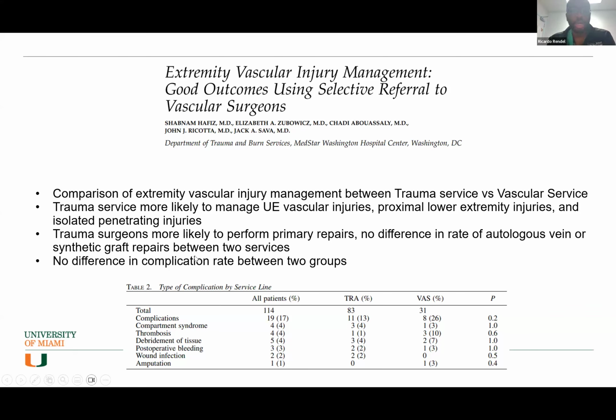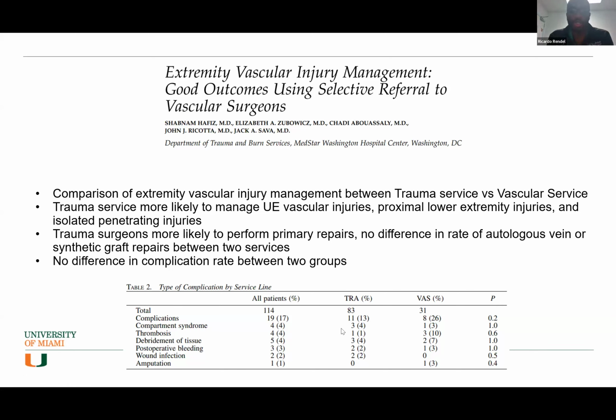Trauma surgeons were more likely to perform primary repairs. No difference in the rate of autologous vein or synthetic graft repairs between the two services. And for the complications they listed, there was no statistically significant difference between the two services in terms of management and post-op complication rates. So I thought that was pretty interesting, that the trauma surgeons were able to demonstrate a similar complication rate to the vascular service.